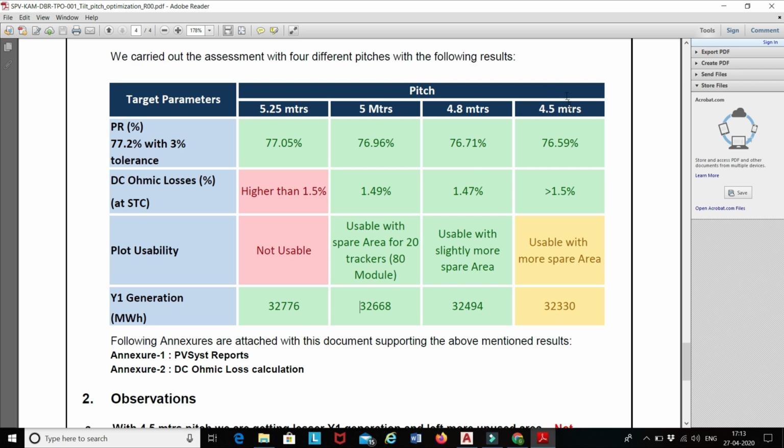So when we increase the pitch, the generation also increases. And you can see the variation in the ohmic losses is negligible. At 4.5 meter the losses are less than 1.5%, at 4.8 meter the losses are 1.47%, at 5 meter 1.49%, and at 5.25 meter the losses are 1.5%. So the variation in losses is very negligible, so we can ignore it. Thank you.